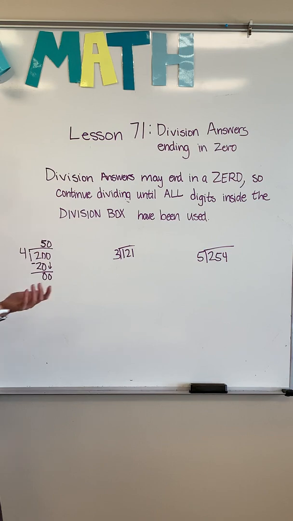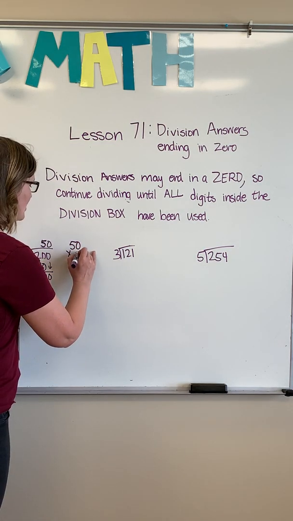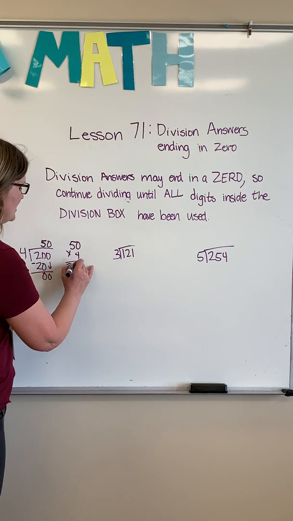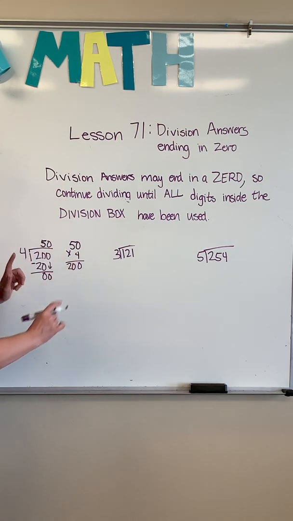Now we can check this by saying 50 times 4. We put our 0 down and we say 4 times 5 is 20. And behold, our answers match. So that is one situation where we have an answer ending in 0.